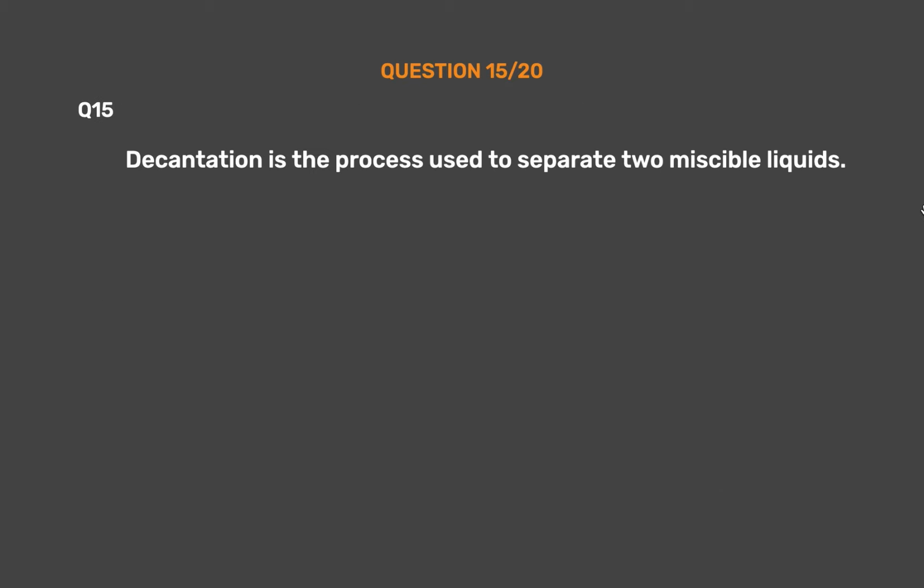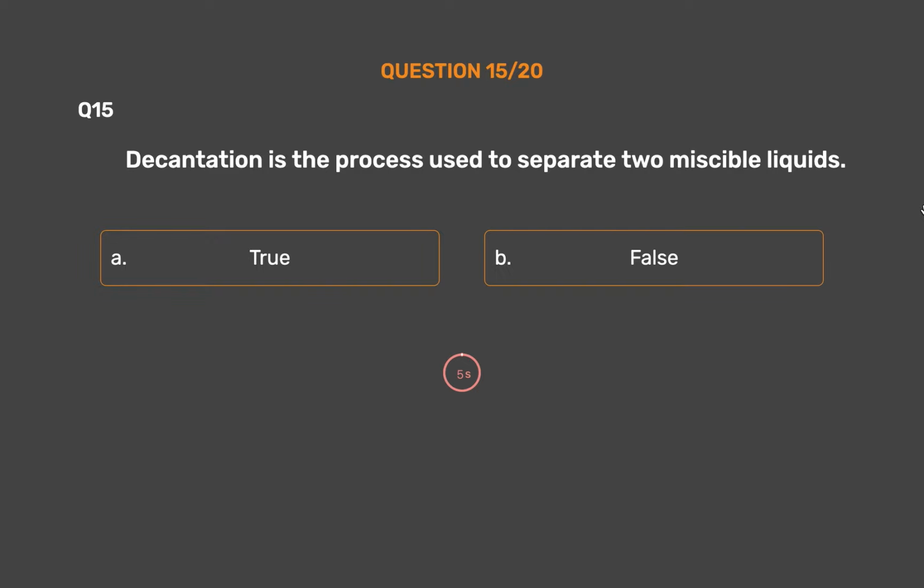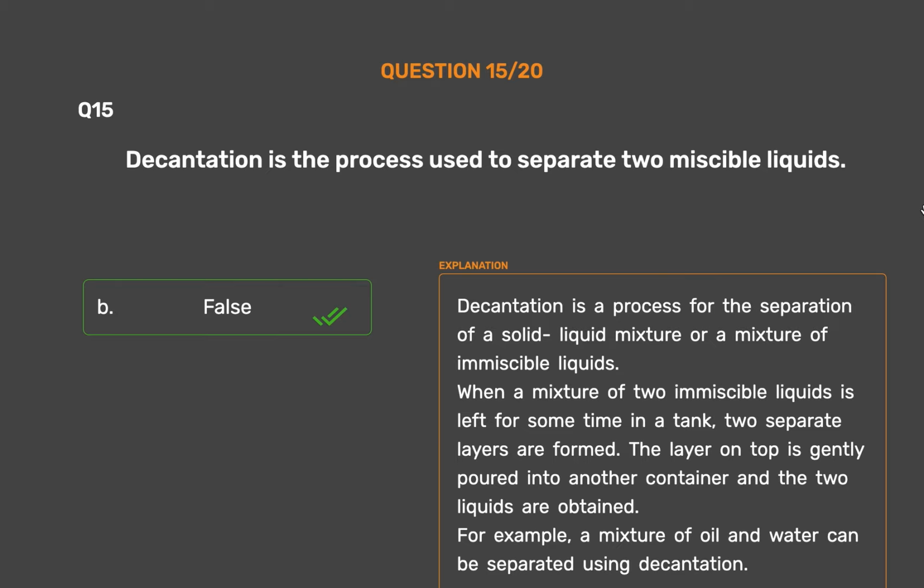Question number 15. Decantation is the process used to separate two miscible liquids. Option A. True. Option B. False. The correct answer is Option B. False. Decantation is a process for the separation of a solid-liquid mixture or a mixture of immiscible liquids. When a mixture of two immiscible liquids is left for some time in a tank, two separate layers are formed. The layer on top is gently poured into another container and the two liquids are obtained. For example, a mixture of oil and water can be separated using decantation.